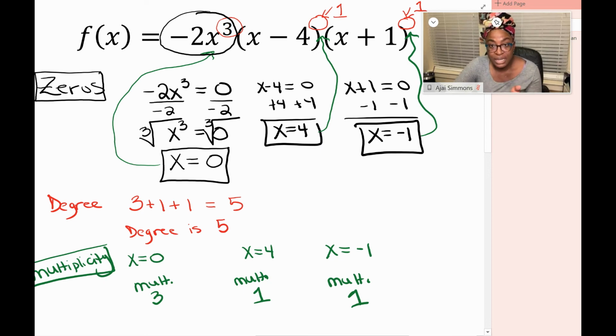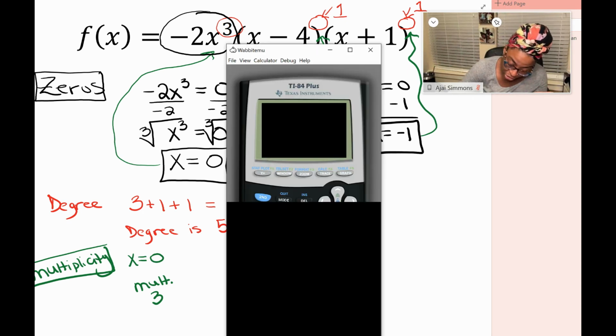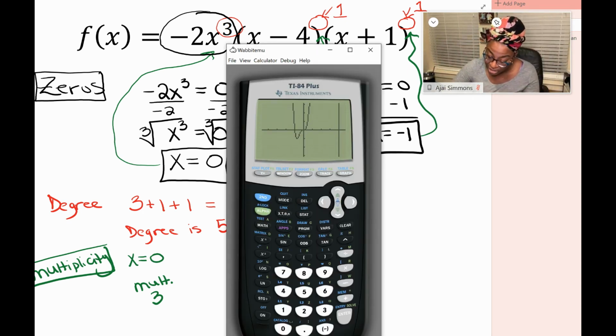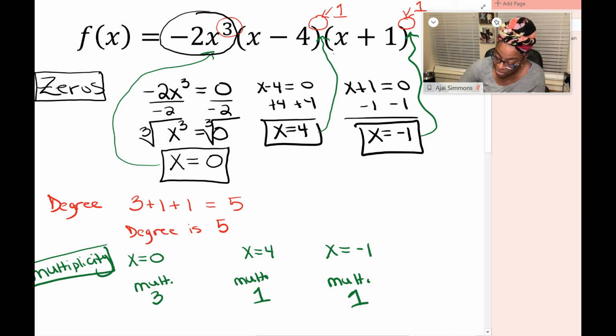So what does that tell you? All of these are odd numbers, which means that the graph should actually go through each one of these numbers. And if we go back to our picture, it does. If you look at x equals 0, it goes through. If you look at x equals negative 1, it goes through. If you look at x equals 4, it goes through all of those. And it goes through because they're all odd multiplicities. All of these are odd numbers. Okay?